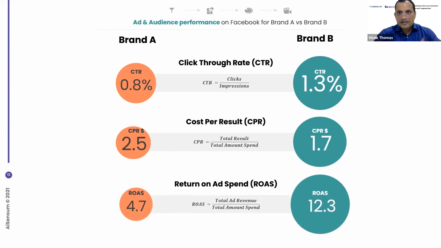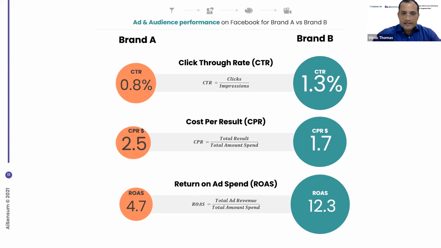And as a result, what happens is your return on ad spend, or the money that you spend, let's say $30,000 or $40,000 on ads, how much money did you get? Did you get a 4x return in the case of brand A, or did you get a 12x return in the case of brand B? On Facebook, the gold standard is to hit at least 3x, or 2.5x in some countries. That itself is supposed to be their global average.